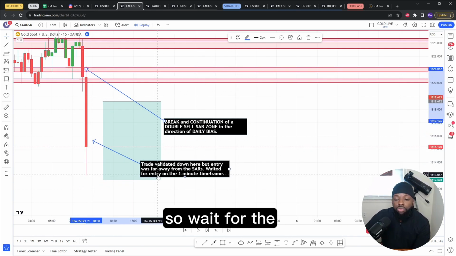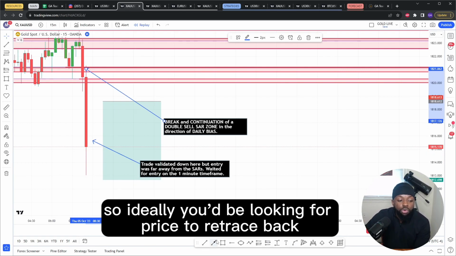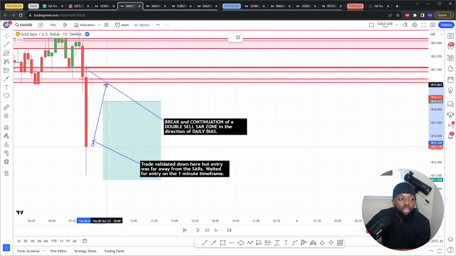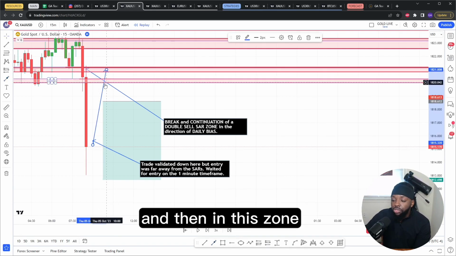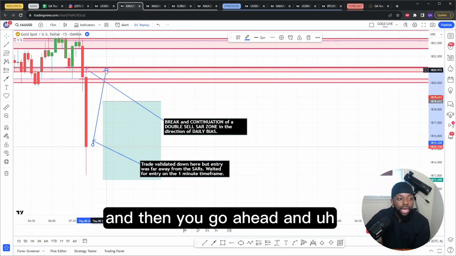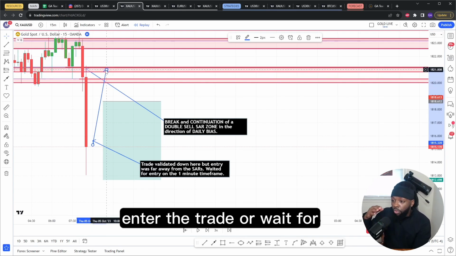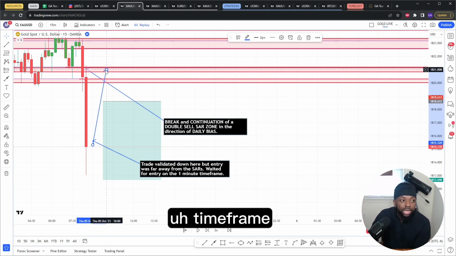So wait for the entry on the 1 minute or 5 minute time frame. Ideally you'd be looking for price to retrace back to these SAR zones that you're trading, and in this zone you drop down to the 1 minute time frame and then go ahead and enter the trade, or wait for, in this case, again a break and continuation on that time frame.